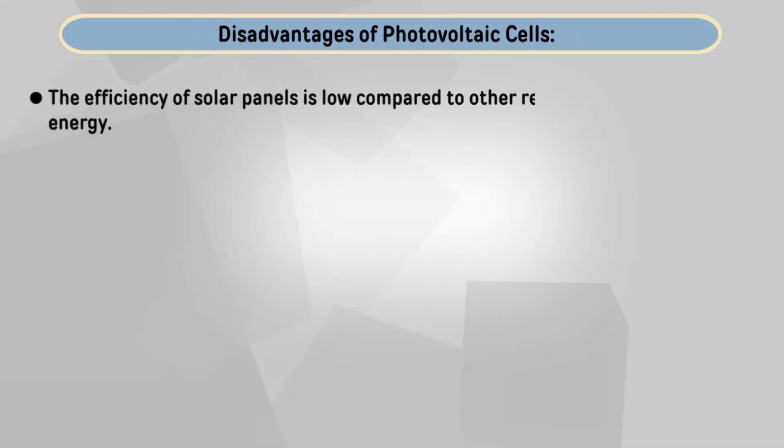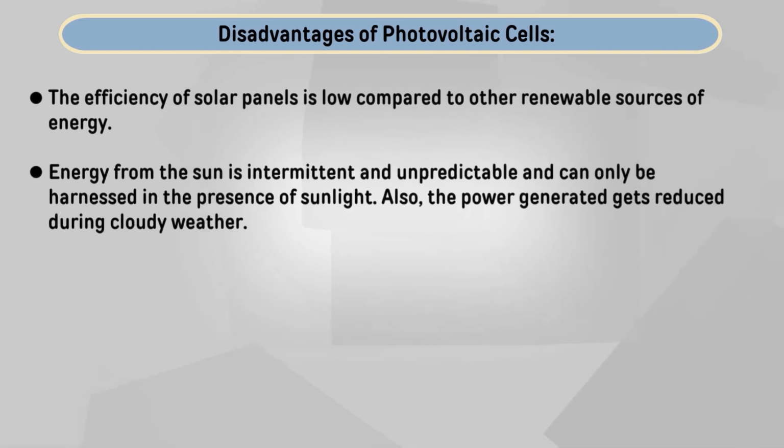Some disadvantages are also there, because the efficiency of a solar panel is low compared to other renewable sources of energy. So, whatever energy is given to it is not converted to electrical energy. Energy from the sun is intermittent and unpredictable and can only be harnessed in the presence of sunlight. Also, the power generated gets reduced during cloudy weather. So, if there is some cloud and the weather is not good, then this may create some problem.